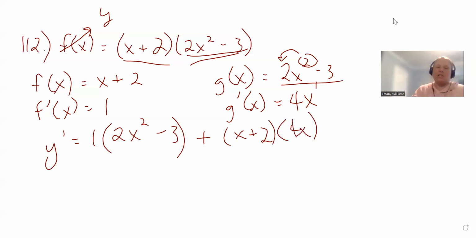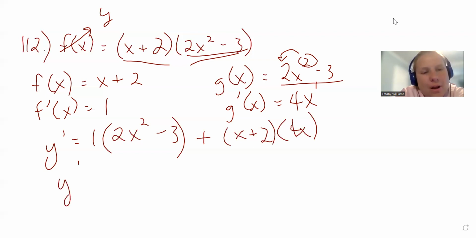Now, please pay attention here. It doesn't matter what order you do this multiplication in. What you have to remember is that f of x and g prime are going to be multiplied together. F prime and g of x are going to be multiplied together. And because it's addition, the order that you do this process in makes no difference whatsoever. That is not the case with the quotient rule, which we will see.